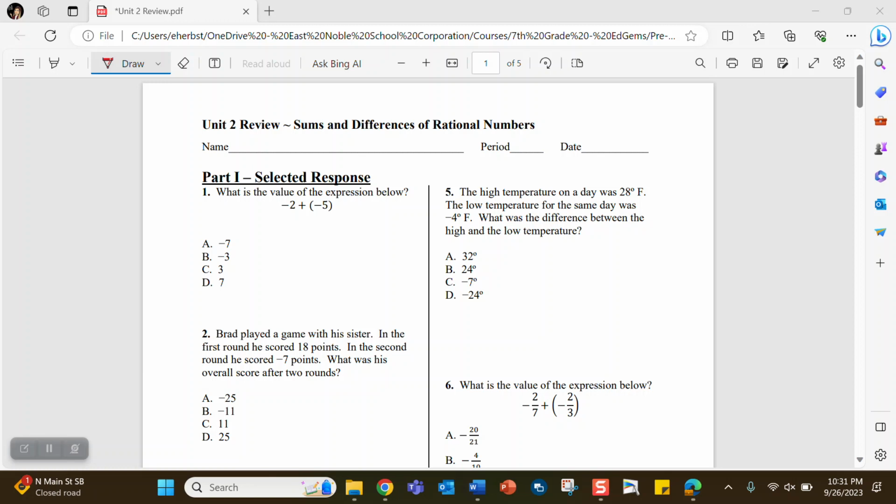Number 1 says, what's the value of the expression below? So -2 plus -5. So when we add two negatives, our answer will be negative, and we just add the two numbers together, so the answer is -7.